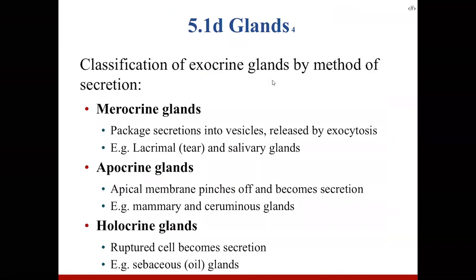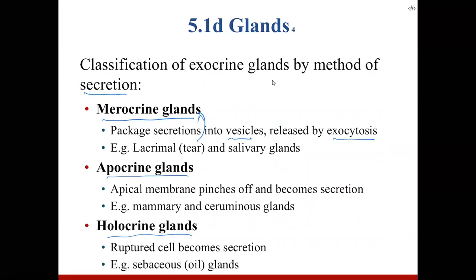Now, another way that they classify glands is by how they secrete. So there are merocrine glands, apocrine glands, and holocrine glands. Merocrine glands package what they're going to dump in vesicles, and then they exocytose them. An example of a merocrine gland is a tear gland or lacrimal gland or salivary gland.